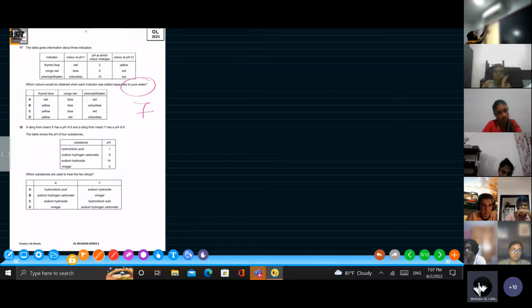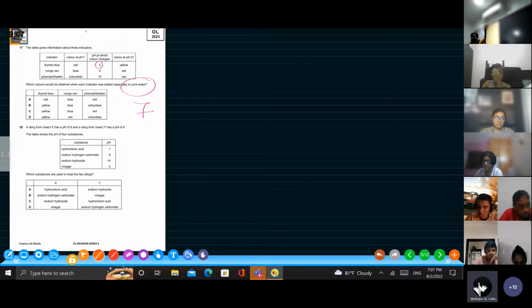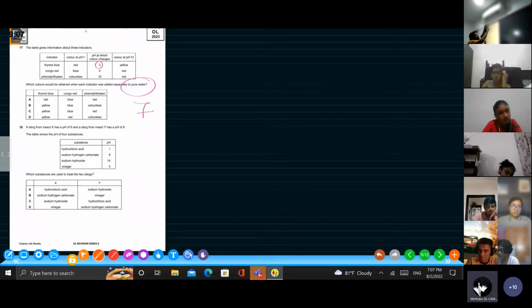That means thymol blue changes its color at 3. Right? So what's the pH of water? 7. Therefore, it will change the red color to what color? Yellow color at 3.